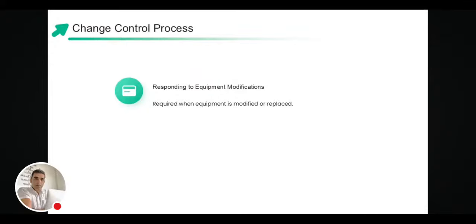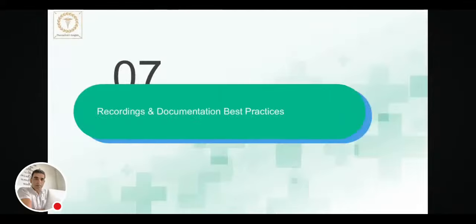This ensures that all changes are justified, validated, and do not compromise the reliability or integrity of the equipment or the overall process. Recordings and documentation are absolutely essential to ensuring a compliant, transparent, and efficient qualification process. Proper documentation not only supports audit readiness but also helps maintain traceability, accountability, and consistency throughout the life cycle of the equipment. Here are some best practices to follow.